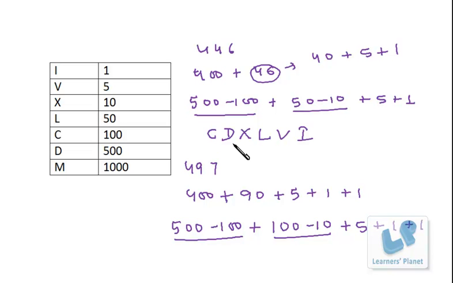Now 500 minus 100 is C, D. If I have to deduct 10 from 100, I have to write X before C. So it is X, C, then for 5 we will use V, then I, then I. Isn't it quite simple? Just have to practice. Okay.